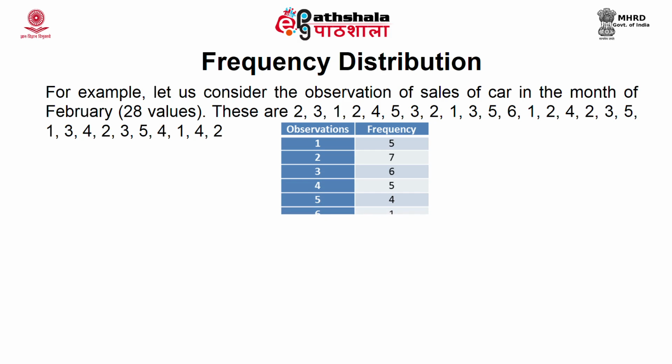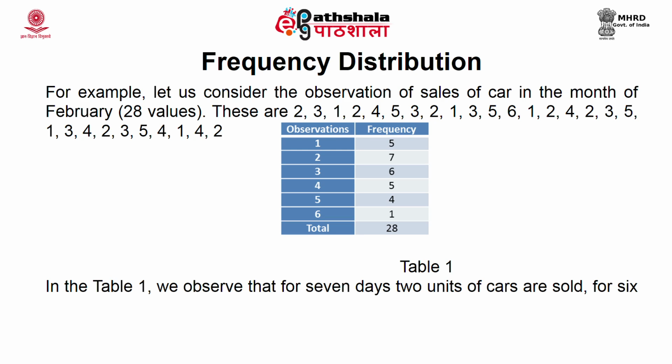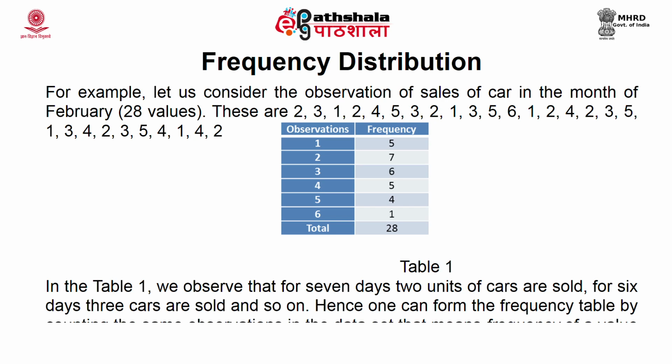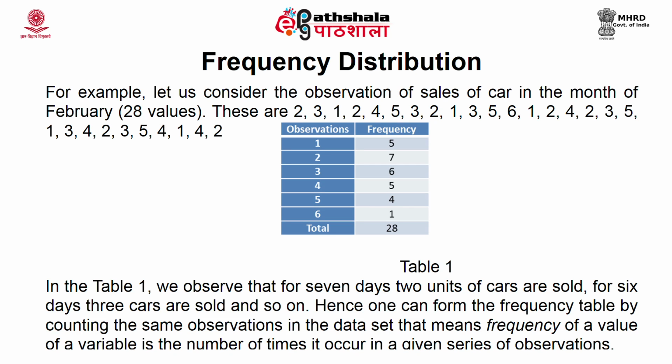For example, let us consider the observations of sale of cars in the month of February, and these are the figures. From table 1 we observe that for 7 days 2 units of cars are sold, for 6 days 3 cars are sold, and so on. Hence one can form the frequency table by counting the same observation in the data set.